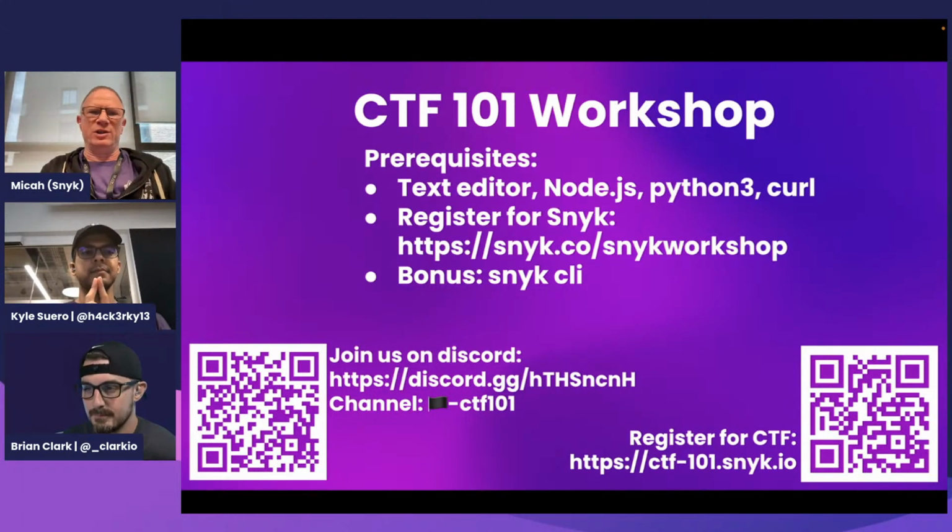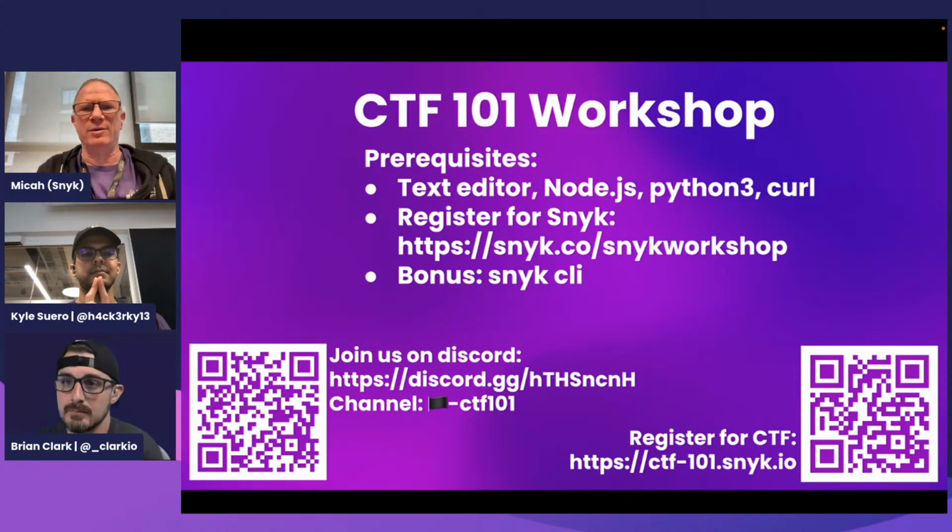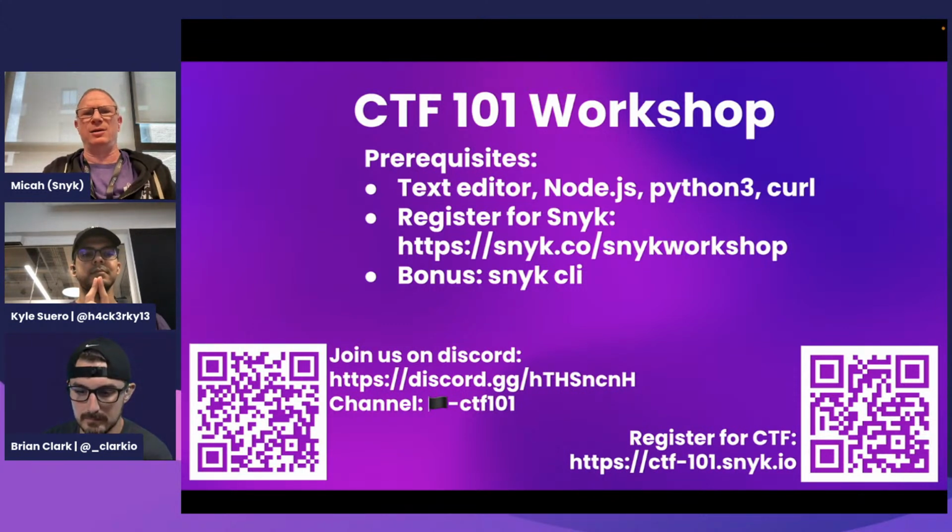A few things you need, which if you're a developer, you'll probably have most of these already, but just a little bit of housekeeping. We want to make sure that you have a good text editor, that you have Node.js and Python 3 installed. This is particularly important if you're on a Mac. Mac still ships with Python 2, even Monterey, the latest version. So go ahead and install Python 3. Curl is built into Mac, but we want to make sure that you have curl.